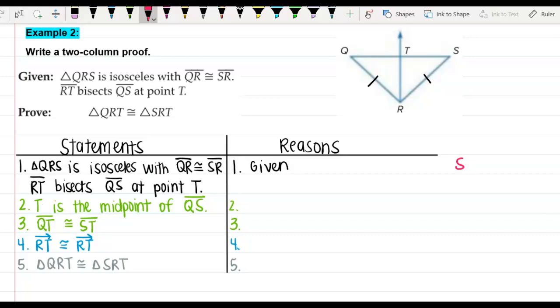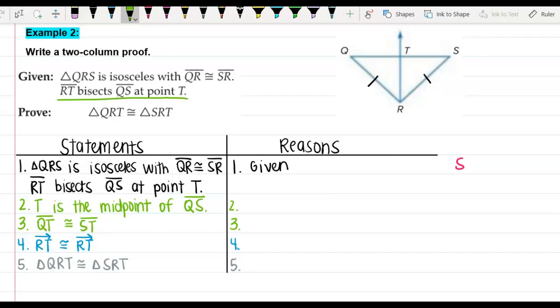I put number 2 and number 3 in the same color because they go together. The number 2 says T is the midpoint of QS. Okay, and you're probably thinking, well, how do we know T is the midpoint of QS? Well, the only definition of midpoint that we know is that a midpoint is exactly in the middle. So if we look back at our given, okay, it says RT bisects QS at point T. If we bisect something, we cut it exactly in half, just like a midpoint does, okay?